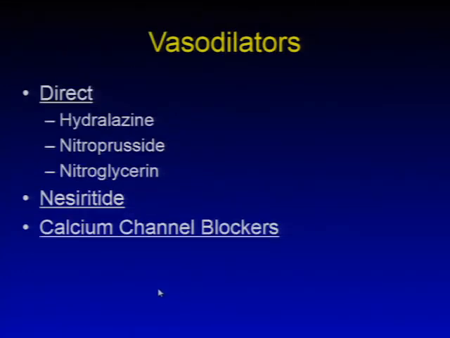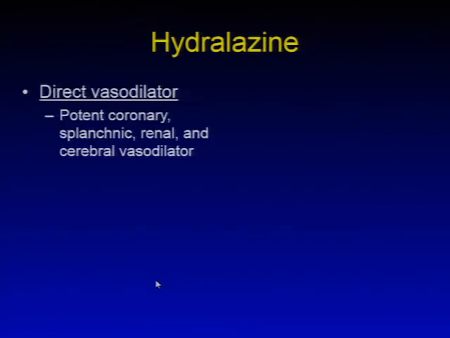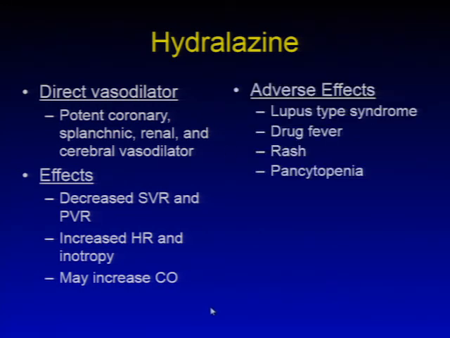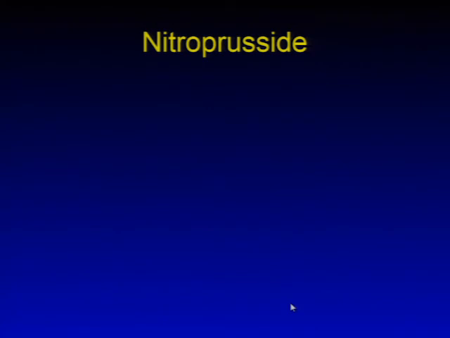Vasodilators that we typically see include direct vasodilators such as hydralazine, nitroprusside, and nitroglycerin, as well as nesiritide and calcium channel blockers. Hydralazine acts as a direct vasodilator. It's a potent coronary, splanchnic, and renal vasodilator. It decreases primarily SVR and PVR while increasing heart rate and inotropy, which is a reflexive mechanism. The adverse effects, though, are long-term. You can develop a lupus-type syndrome as well as other side effects. The uses are primarily for hypertension or patients who have congestive heart failure.